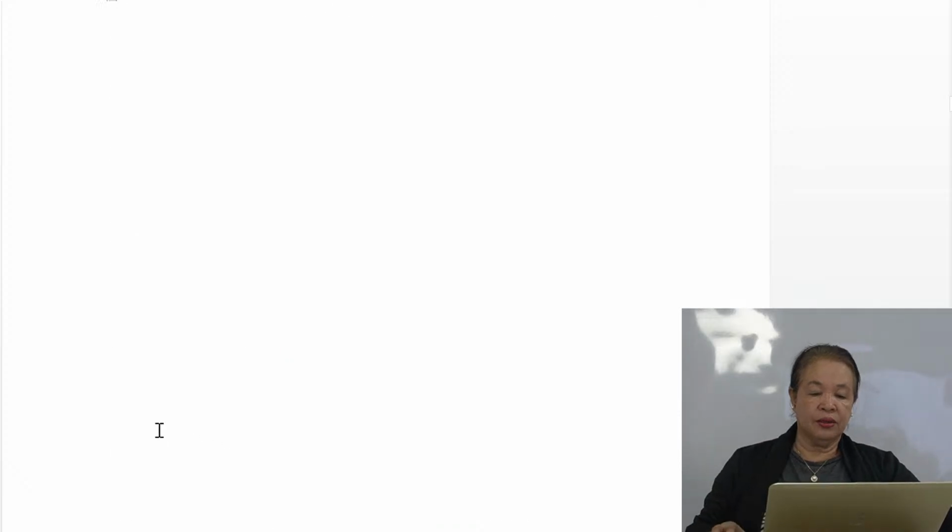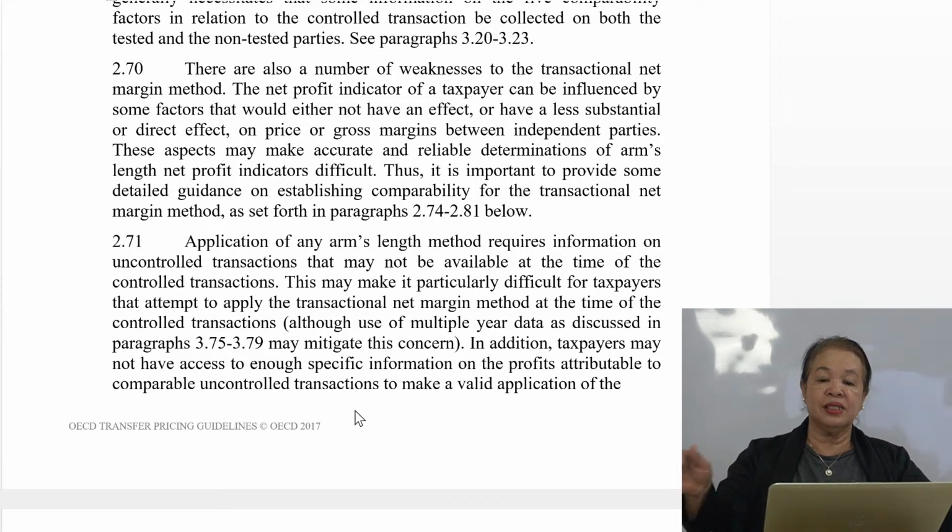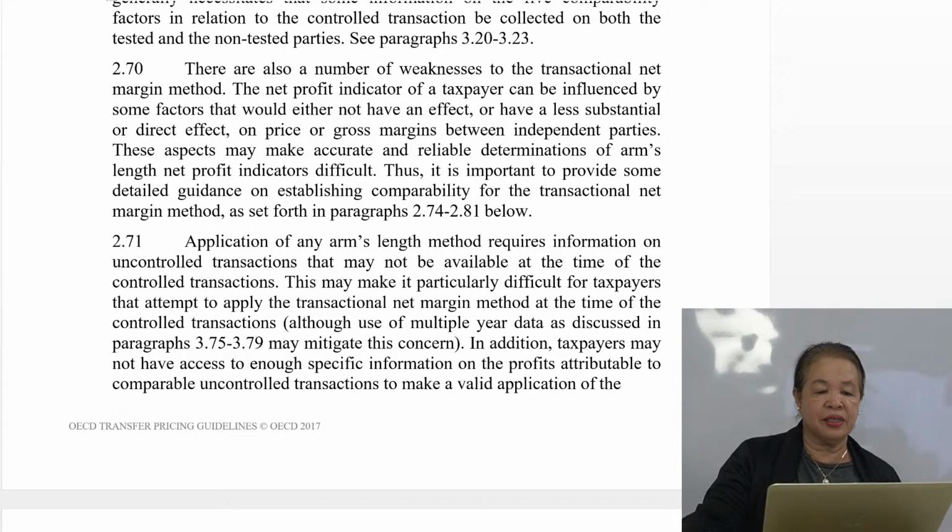Okay, so yun yung mga strengths and weaknesses ng transactional profit method, no? So there are also a number of weaknesses to the transactional net margin method. The net profit indicator of a taxpayer can be influenced by some factors that would either not have an effect or have a less substantial or direct effect on price or gross margins between independent parties. Why? These aspects may make accurate and reliable determination of arm's length net profit indicators difficult.